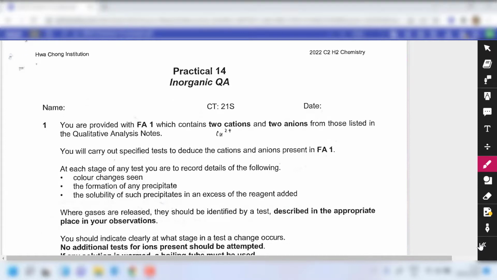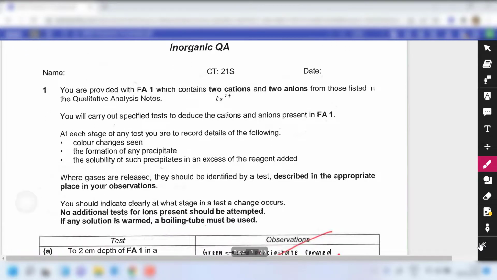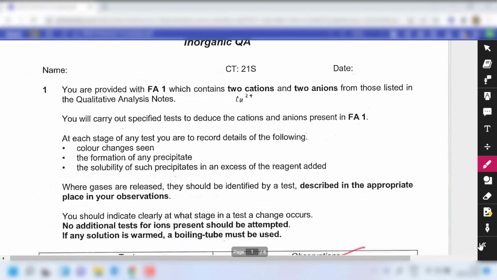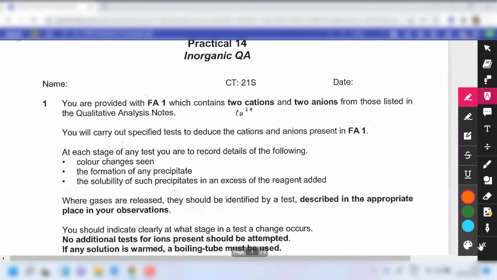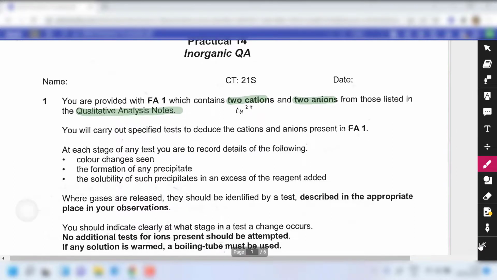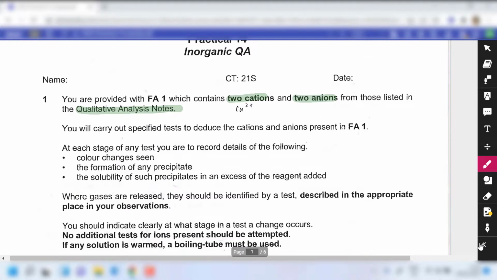So first, we look at the first question. For the first question, you are provided with FA1. If you remember, FA1 is a very nice green. It contains two cations and two anions. Usually the clue given to you will be listed here. So two cations, two anions, and then they are listed in the QA notes. So just go straight to the QA notes if you need any details later on to help you in your observation.